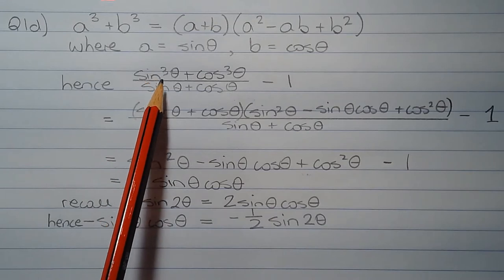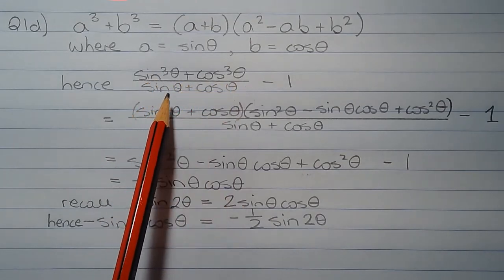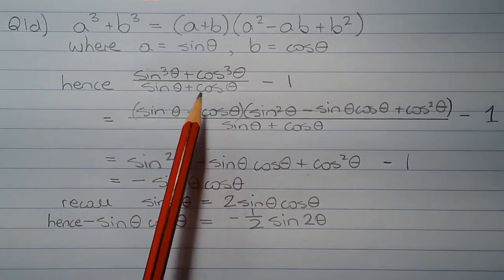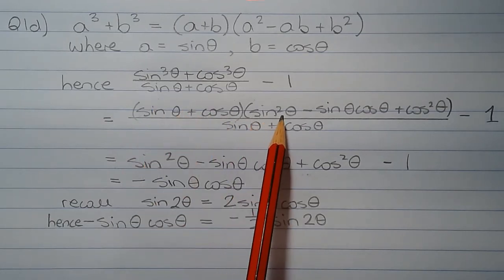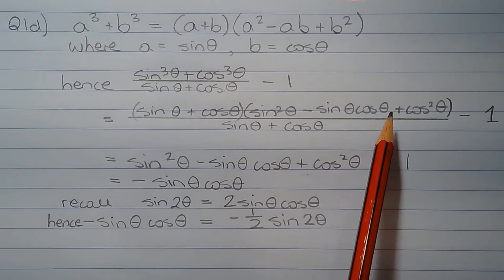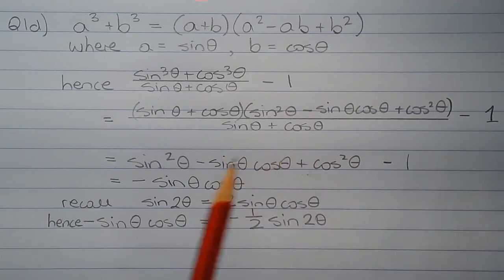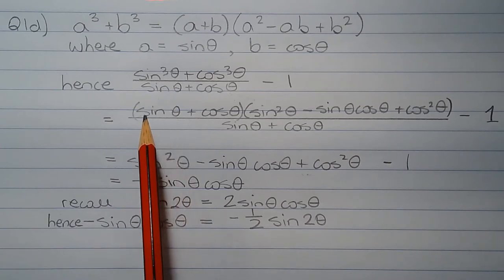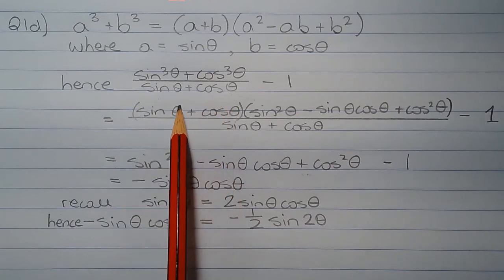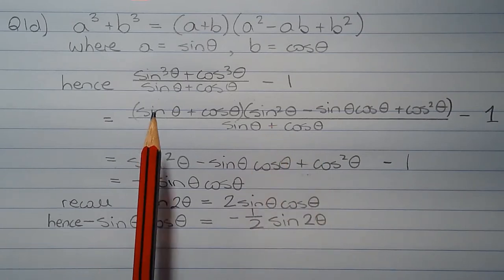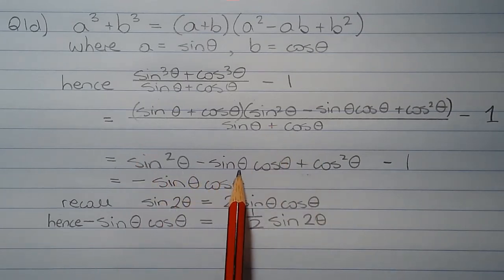Hence, sine cubed theta plus cos cubed theta over sine theta plus cos theta minus 1 can be written as sine theta plus cos theta in brackets multiplied by sine squared theta minus sine theta cos theta plus cos squared theta over sine theta plus cos theta minus 1. Now the sine theta plus cos theta in brackets in the numerator cancels with sine theta plus cos theta in the denominator. So this equals sine squared theta minus sine theta cos theta plus cos squared theta minus 1.